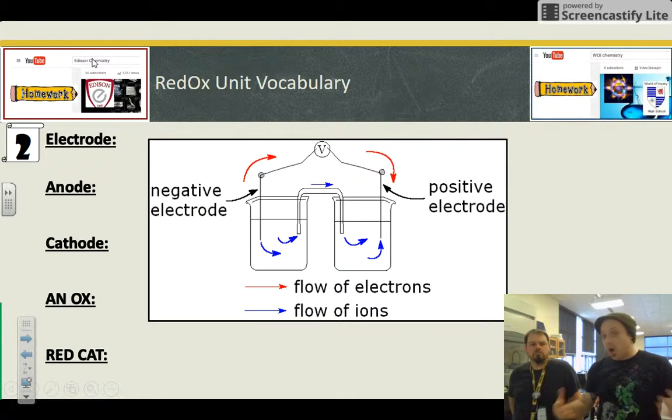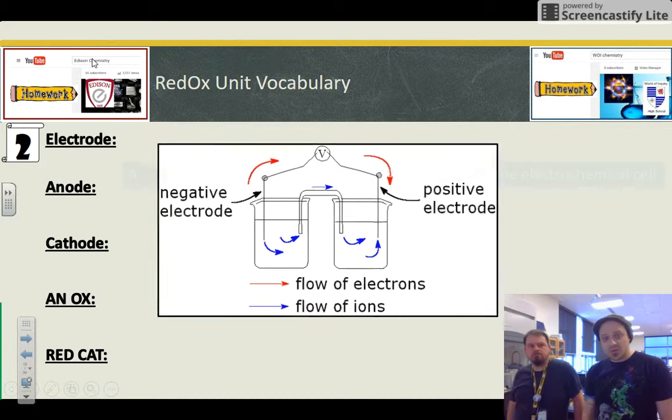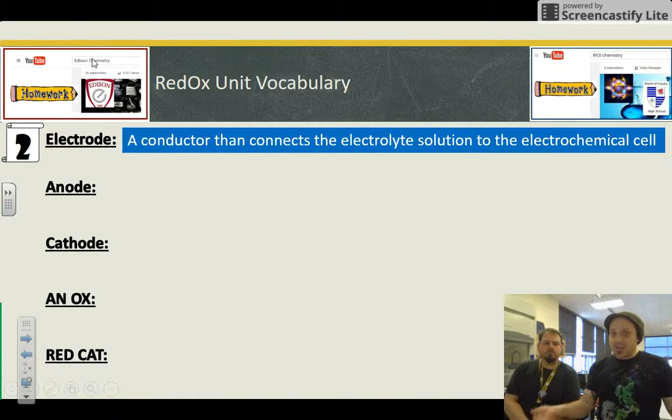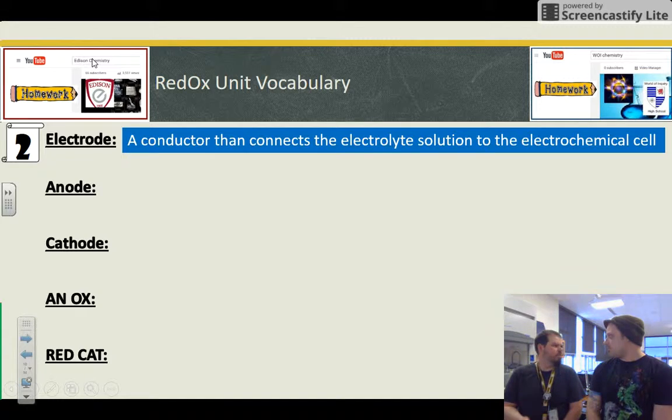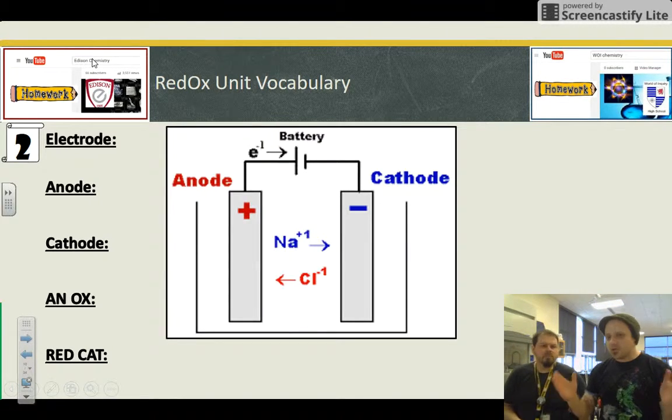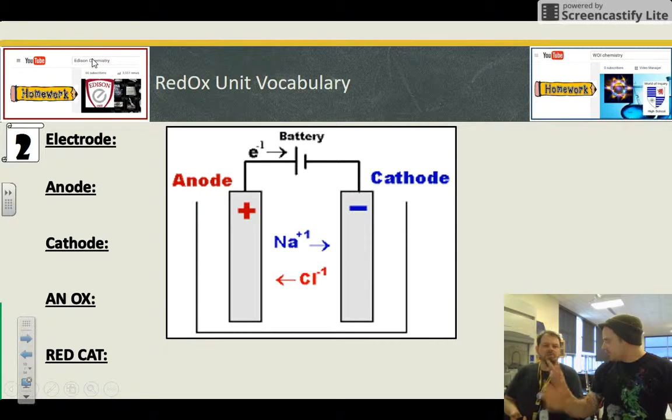I know an electrode is a part of the battery. Both electrolytic cells and voltaic cells have electrodes. See the picture? It's a conductor that connects the electrolyte solution to the electrochemical cell. It kind of is the positive and negative terminals on the battery that you're familiar with from just looking at the remote batteries or whatever, but they have a special name, and it's electrode. They're going to be metal for us pretty much the entire time. Sometimes it could be carbon. There's always an anode and a cathode.